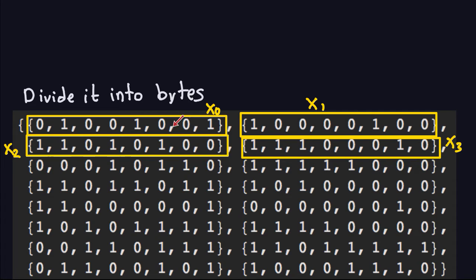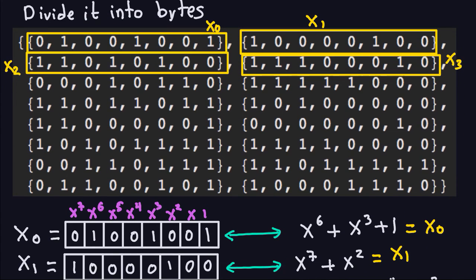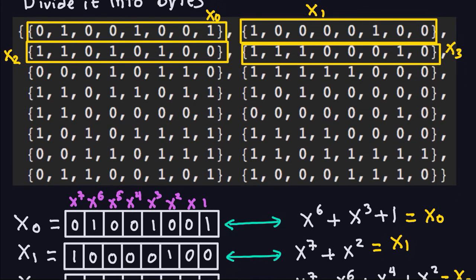So let's look at how that transformation goes. I'm going to transform these 4 bytes, x0, x1, x2, x3, into another 4 bytes. Let's see how that transformation works. The first thing I have to do is take all these bytes that I have here, and write down the polynomials that they represent.